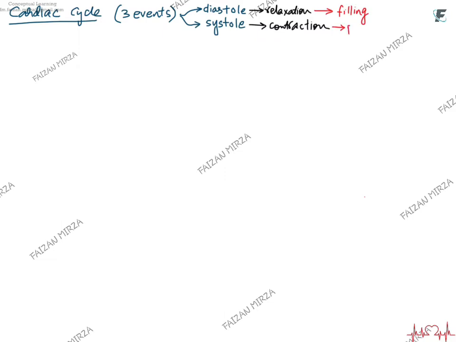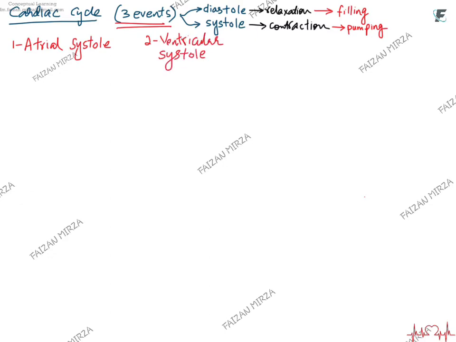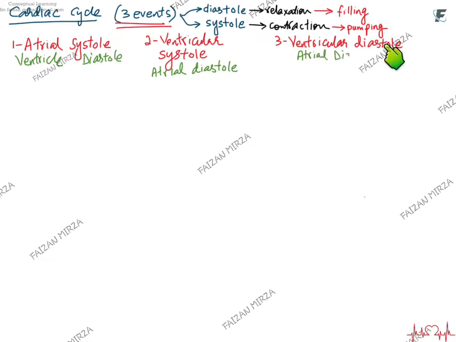Relaxation refers to filling of the chamber, and contraction refers to pumping. The three events that we'll be discussing here are: number 1, the atrial systole, followed by ventricular systole, and the third is ventricular diastole. These are the 3 events which occur in a single cardiac cycle. Now, atrial systole overlaps with the ventricular diastole, ventricular systole overlaps with atrial diastole, and the ventricular diastole, third event, overlaps with atrial diastole.